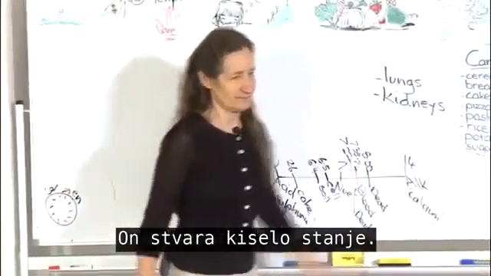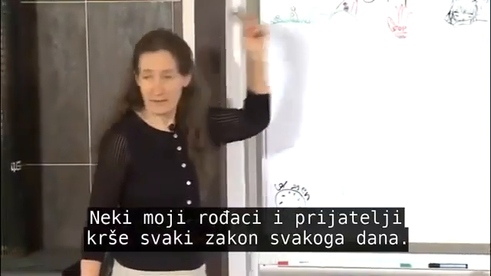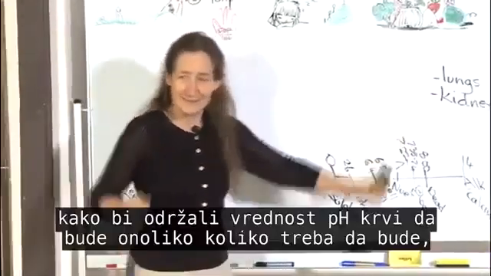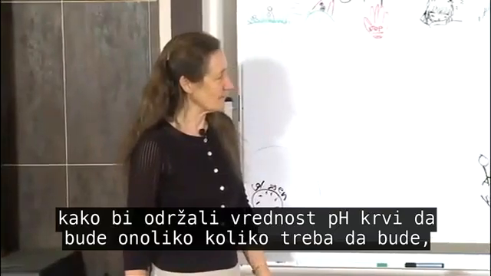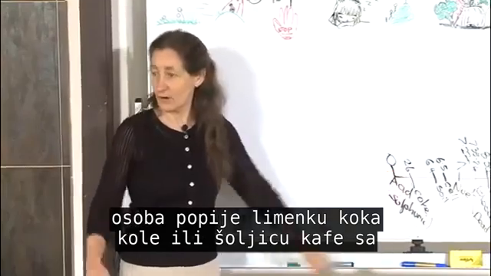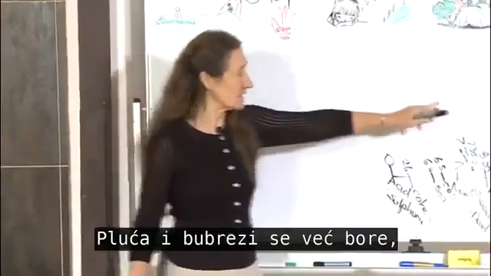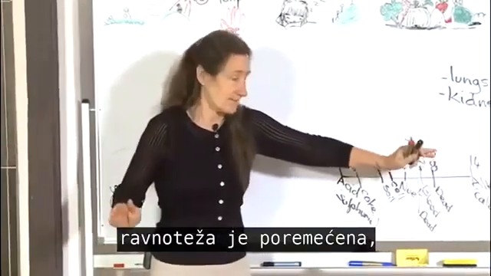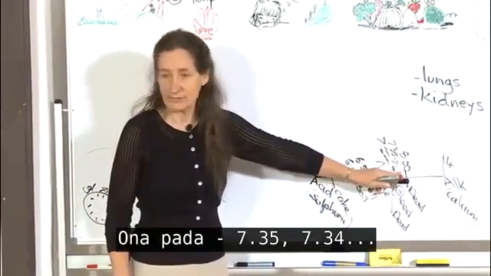Creates an acid condition. Some of my family and friends are breaking every law every day. Lungs and kidneys are battling to try and keep the pH of the blood going well, as it should be. And then, oh no, can of Coke goes in. Or a cup of coffee with 3 teaspoons of sugar, fairly equal. Lungs and kidneys were already being challenged. The scales are tipped. Blood pH starts to drop, 7.35, 7.34.